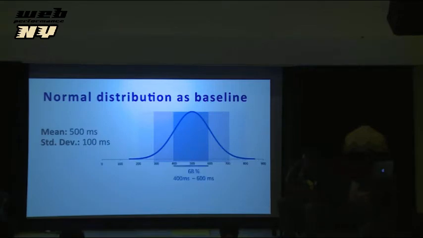What this tells us is that 68% of our response times are between 400 and 600 milliseconds. 95% of our response times are between 300 and 700 milliseconds. And 99% of our response times are between 200 milliseconds and 800 milliseconds. That's what a baseline distribution actually looks like.